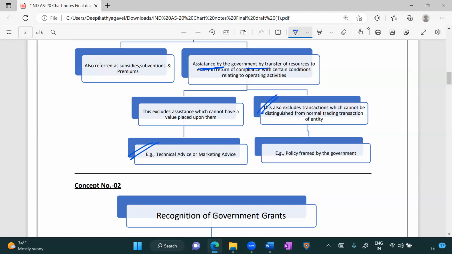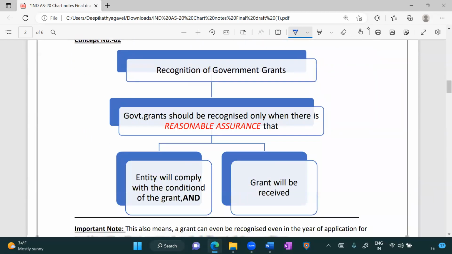So government grants, as you would have already heard, are commonly referred to as subsidies, subventions, and premiums, right? But they are nothing but, in simple terms, assistance that are given by the government by transferring some resources in return of some compliance that you need to do of certain conditions relating to your operating activity. The standard very clearly excludes two things here. First is, in case any assistance is given by the government for which you cannot place a value, then that will not be covered under IND AS 20. Similarly, if there is a transaction which cannot be distinguished from the normal trading transaction of the entity, then that will also not fall under the definition of IND AS 20, right? So that is all about the definition concept.